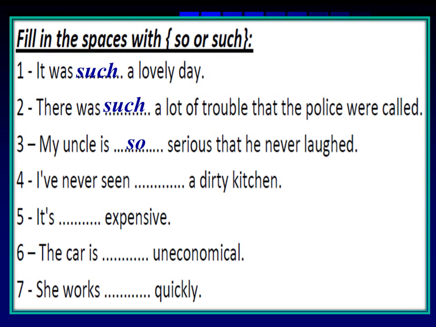Okay. 4. I've never seen a dirty kitchen. Kitchen is a noun preceded by an adjective, and this noun is singular. That's why we use a, so this noun should be preceded by such. Good. 5. It's expensive. Here we have only an adjective. That's why I should use so, because so should be followed by an adjective.